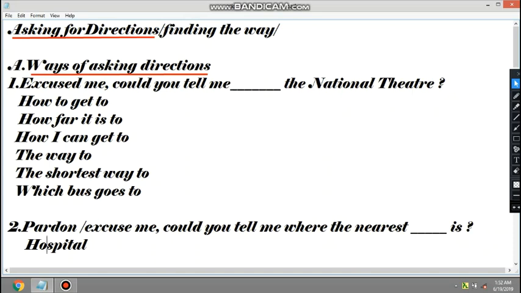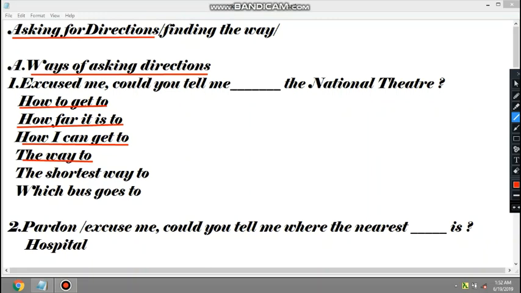We are going to see the most common expressions that we use for asking for direction as well as for giving direction. The first one says, excuse me, could you tell me dash the National Theatre. You can put in the dash these expressions: how to get to, or how far it is to, or how can I get to, or the way to, or the shortest way to, or which bus goes to.